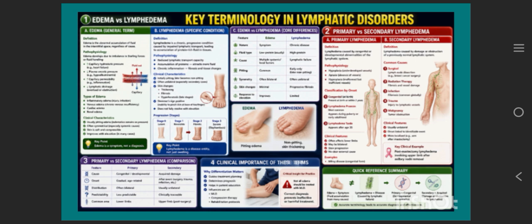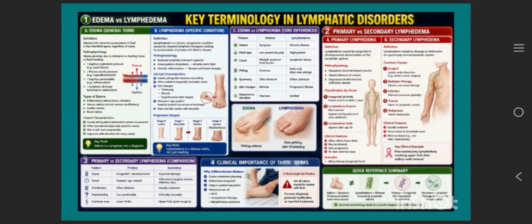Classification by onset. Firstly, congenital, present at birth or within 2 years. Secondly, lymphedema praecox is the most common, appearing during puberty or early adulthood. Third is lymphedema tarda, which appears after age 35. These are the three classifications by onset for primary lymphedema.